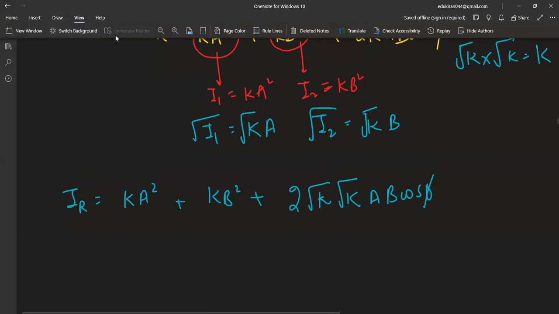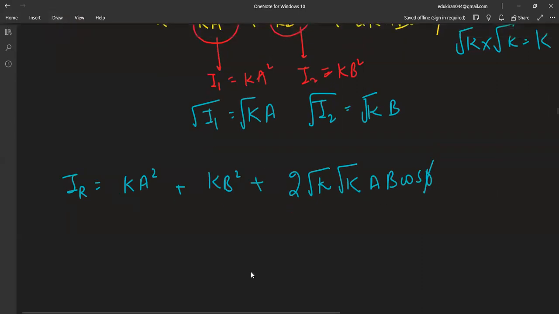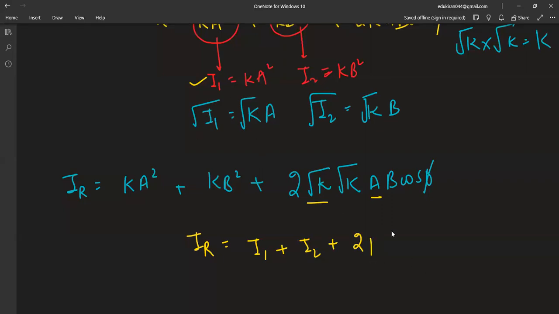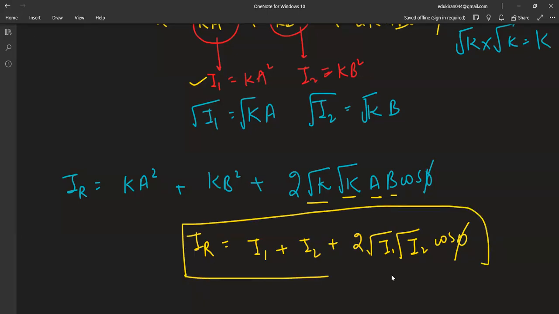Now look how we will write the final intensity formula. I resultant is, what is Ka square? Ka square is I1. So this is I1 plus, what is Kb square? I2 plus 2. What is root k into a? Root k into a is root I1. What is root k into b? Root k into b is root I2, and this cos phi. So this is the equation of the resultant intensity. First tell me, any doubts still here?